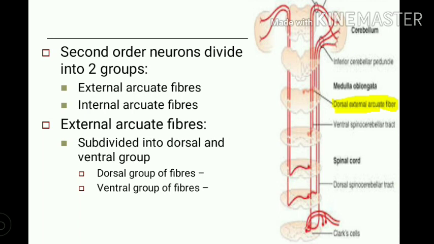Now these external arcuate fibers are further divided into two groups, dorsal and ventral. You can see here the dorsal group fibers pass via the inferior cerebellar peduncle of the same side and end in the cerebellum. Whereas ventral group fibers cross to the opposite side. Here it is not properly shown, but they cross to the opposite side, pass via the inferior cerebellar peduncle of the opposite side, and end in the cerebellum.